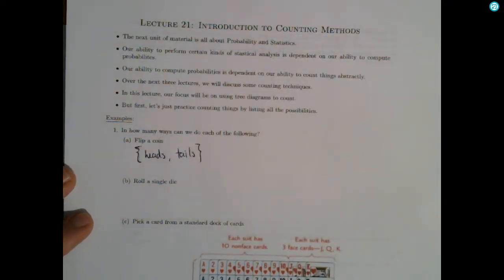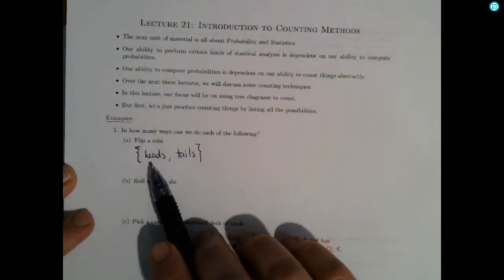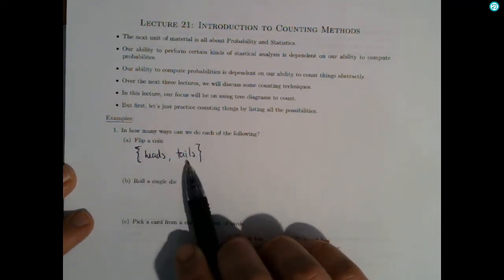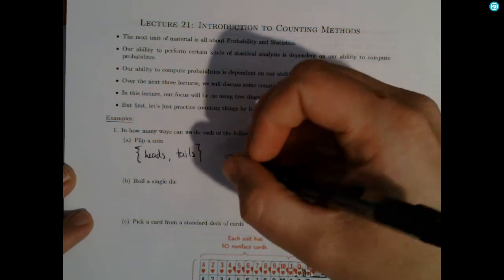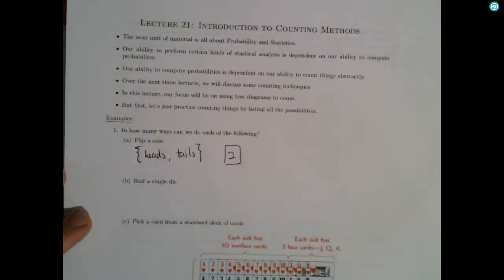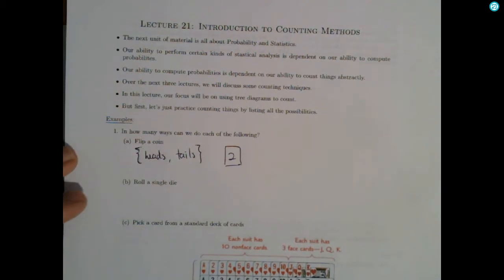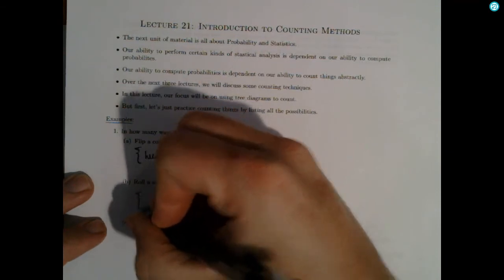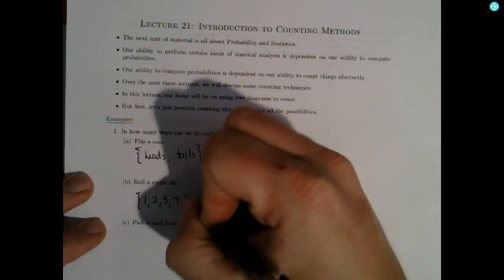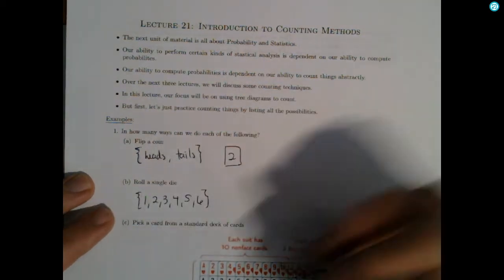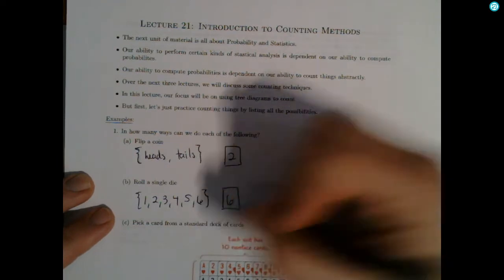So the number of ways that I can flip the coin is the cardinality, the cardinal number of this set, which would be 2, right? So there are 2 ways to flip a coin. How many ways can you roll a single die? When you roll a die, which by the way is the singular form of dice, there are 6 possible outcomes. You can roll a 1, or a 2, or a 3, 4, 5, or 6, right? So how many ways can you roll a die? 6. There are 6 possible outcomes.